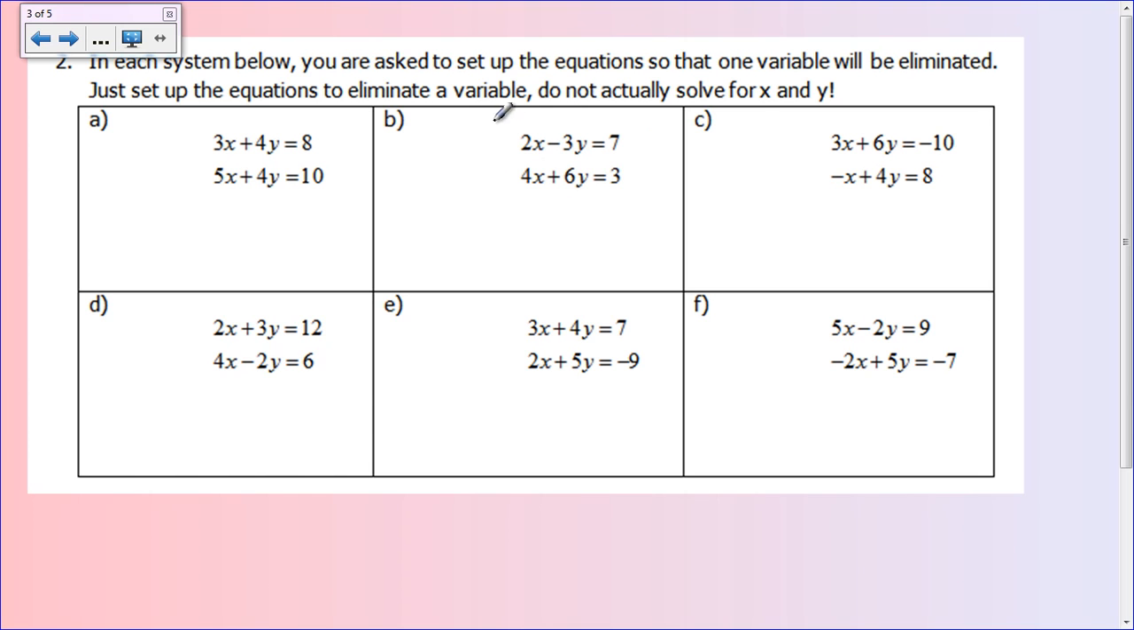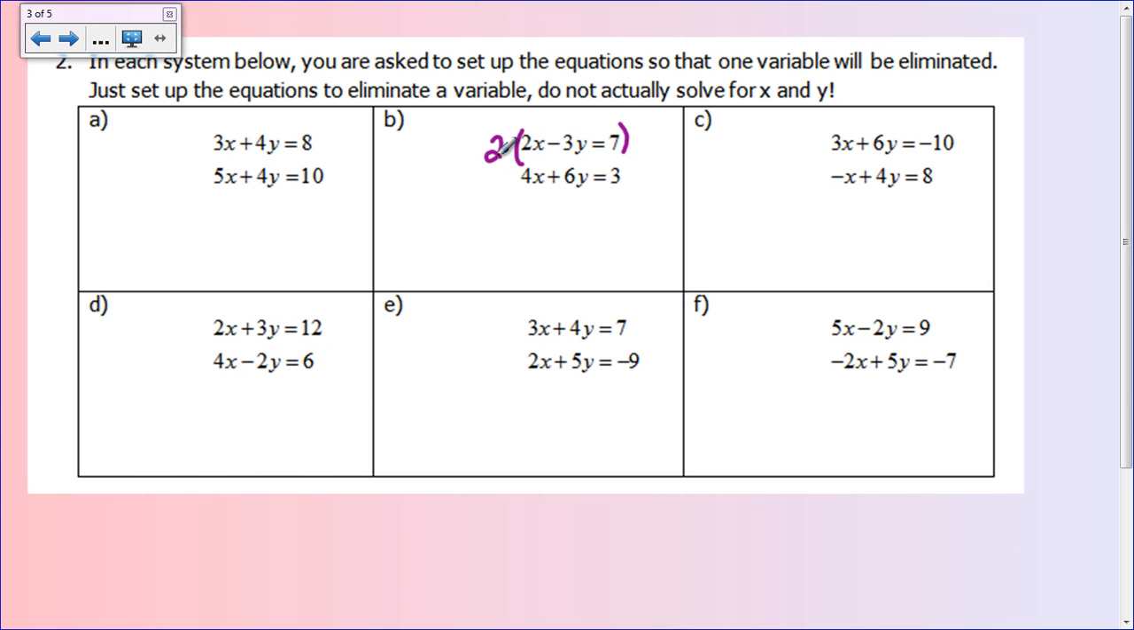If you look at B, and let's compare our variables, I got 2x and 4x, and then I have negative 3y and I have 6y. The first thing I'm always going to look for is, do I have variables that already have opposites? And do those opposites already have a factor in common? So can I give them a common multiple and easily turn one into the other? So here's what I mean. Like my y's here, I've got negative 3y and positive 6y. So they're already opposites. And I can easily turn this 3 into a 6 by multiplying it by 2.